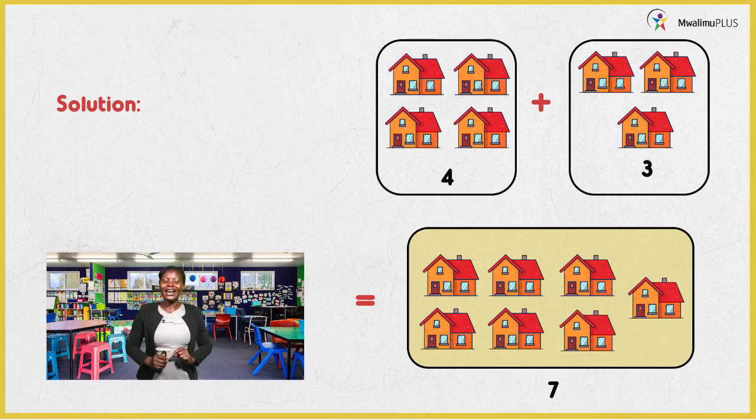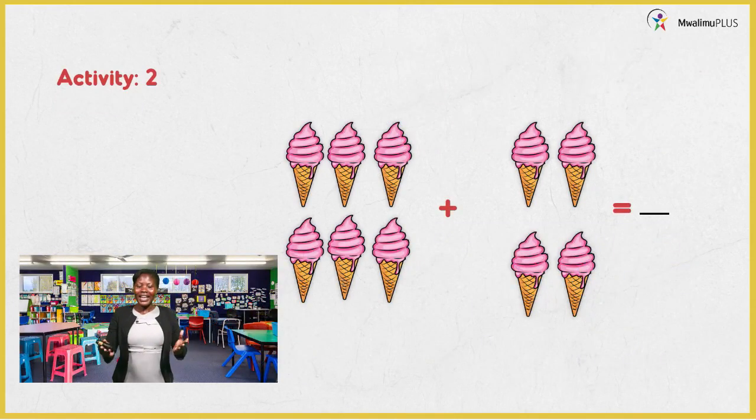Good. The next activity, I know you like ice cream. Now, count the first group of ice creams and you tell me how many. Then count the second group of ice creams. Then you note down how many they are. Good. After doing that, bring all of them together. Then count each one of them to get the total number of ice creams. Write it down.